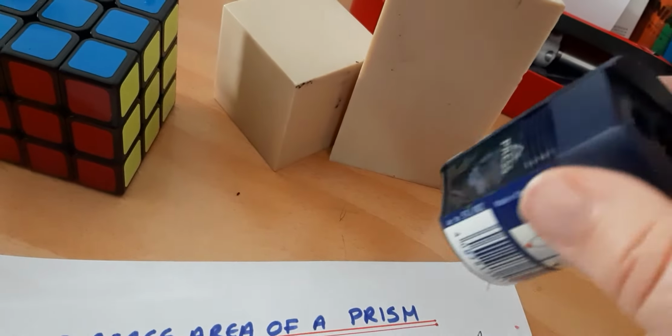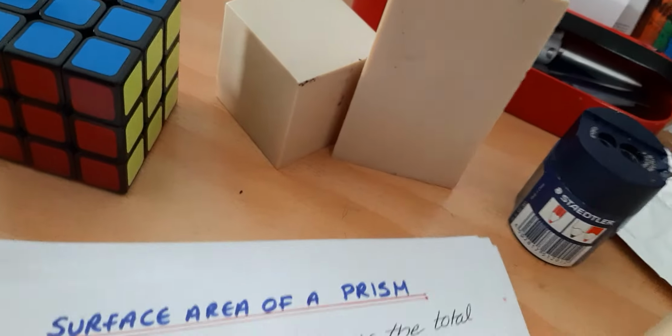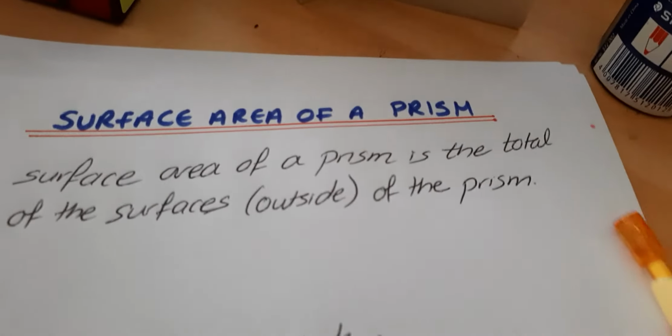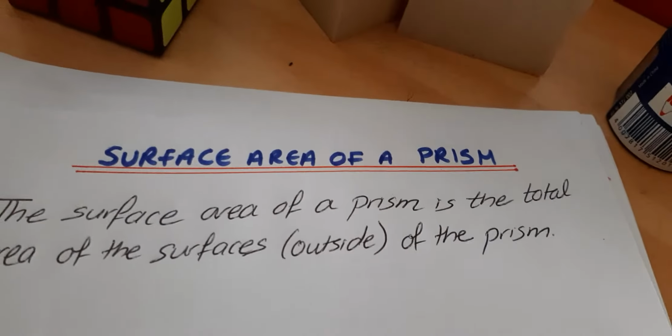A cylinder could be a prism. This kind of looks like a cylinder. It's not exactly a cylinder. Okay, we've looked at the volume of a prism. Now we're going to have a look at the surface area of a prism.